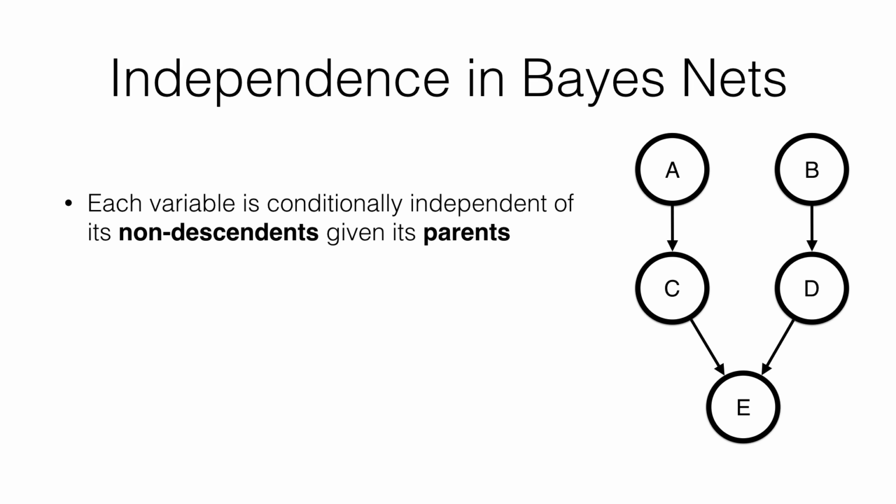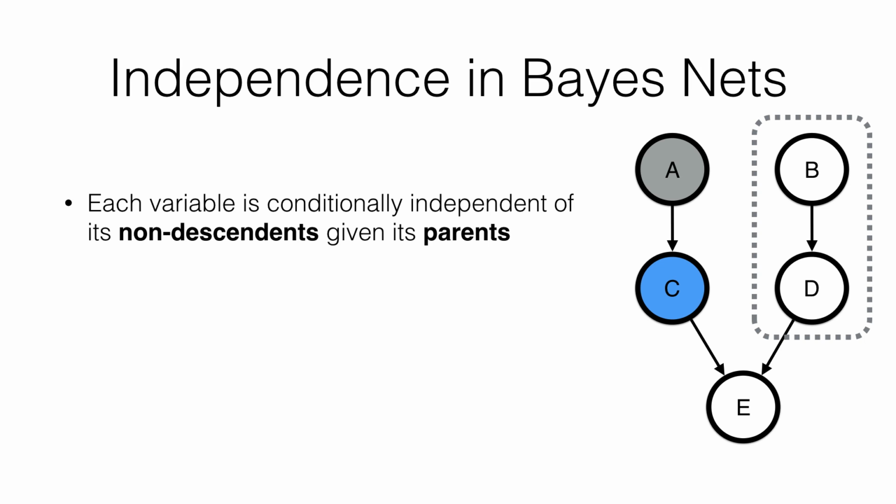So consider this Bayesian network on the right, and let's look at the variable C. So variable C has a parent A, and let's say we observe A. So at this point, what variables are independent of C? Now we know E depends on C because E is C's descendant, or more specifically, its child. But according to the rule on the left, B and D are independent of C.